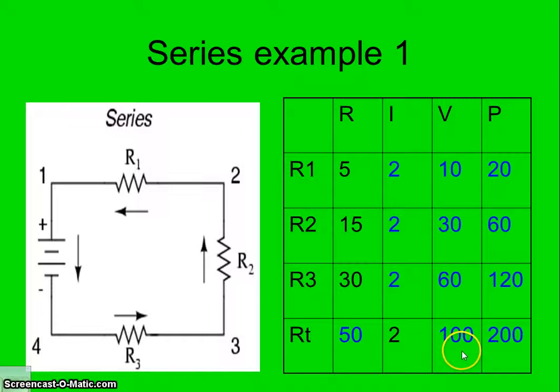Alright, so when you are checking voltage in series, you should find that when you add up the voltages in the resistors, they should add up to your total voltage. And then the checking column, I times V equals P. 2 times 10 is 20. 2 times 30 is 60. 2 times 60 is 120. Alright, if I add these up, I get 200. 2 times 100 gives you 200. So it checks in both the vertical and the horizontal position.